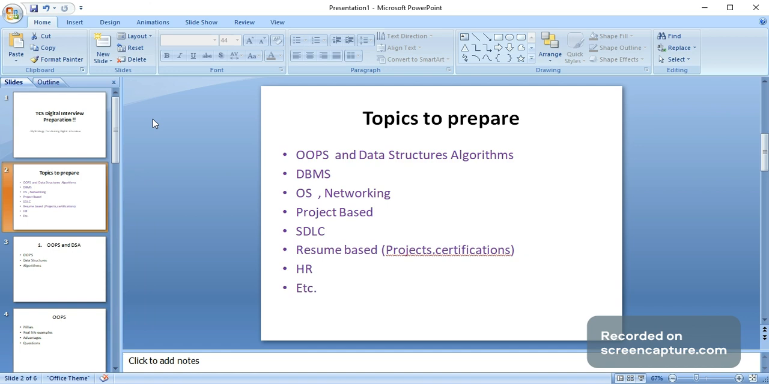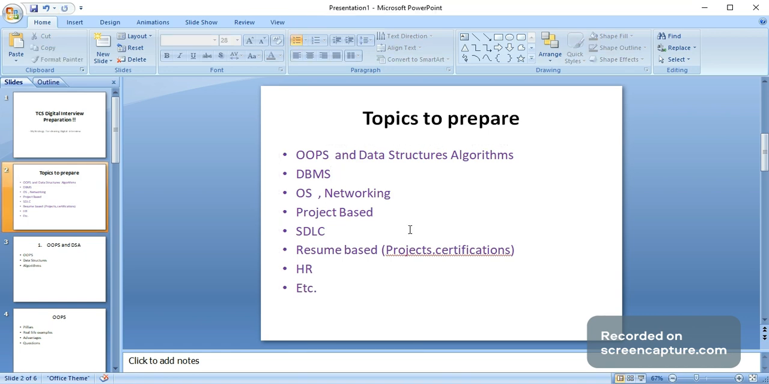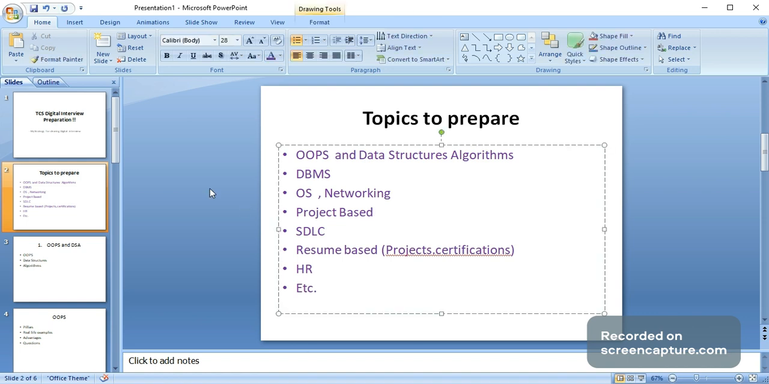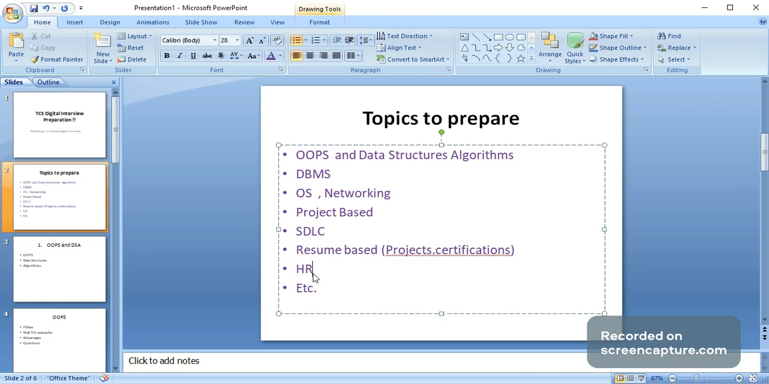So the topics to prepare for the TCS Digital interview are: first, start preparing object oriented programming, then DSA, then DBMS, operating systems, networking, and project based questions, the projects that you have done. Questions are asked on the projects you have done. Then we have SDLC. Most people tend to forget to prepare SDLC, and there is at least one question on SDLC in the interview. Apart from that, we also have resume based certifications or skills that you have mentioned, so prepare accordingly. And we have the HR questions.